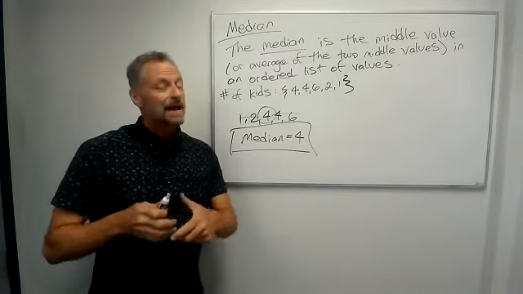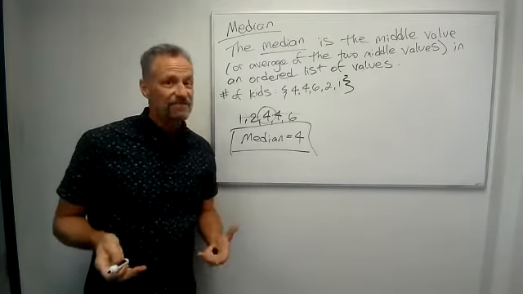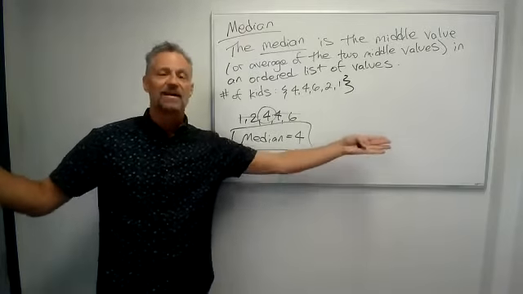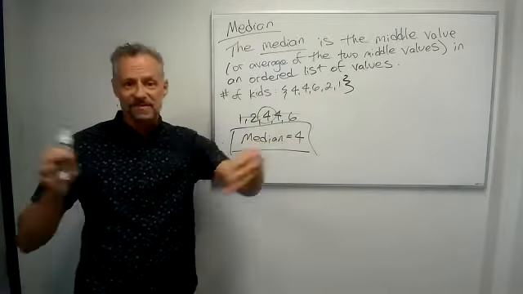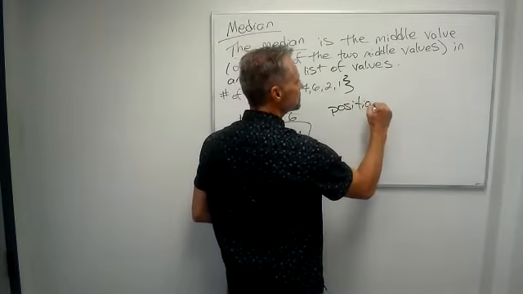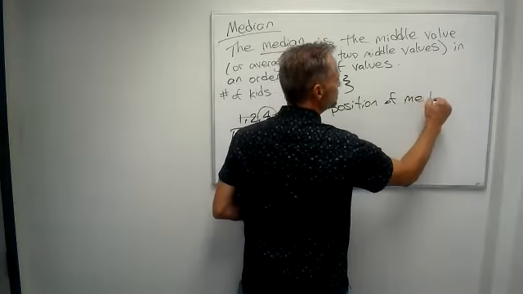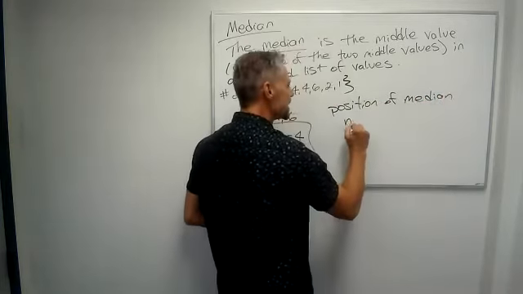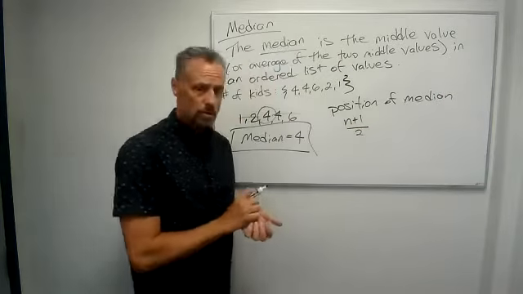Now, one way to find the position of the middle, say you have 100 data values, and you don't want to count off how many on this side and how many on that side: there's a formula for the position of the median. It's n plus 1 divided by 2.